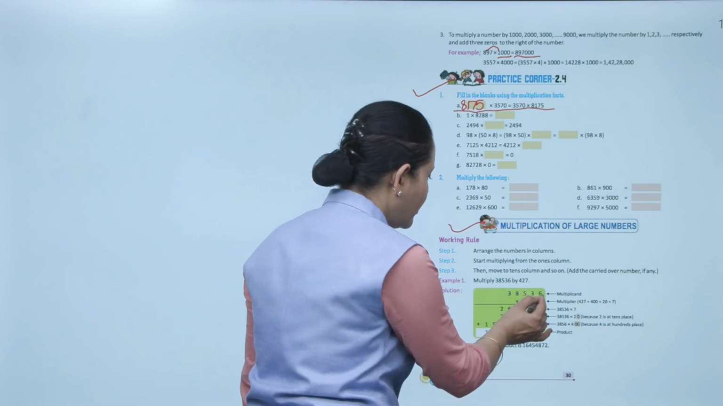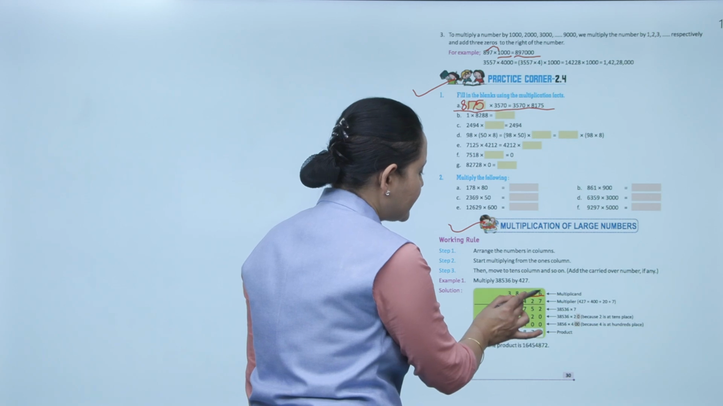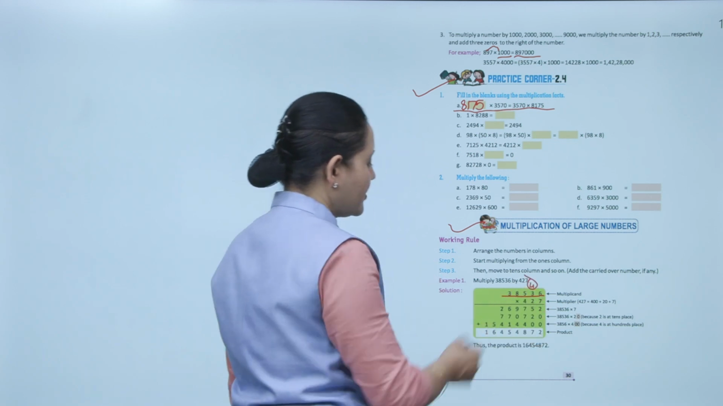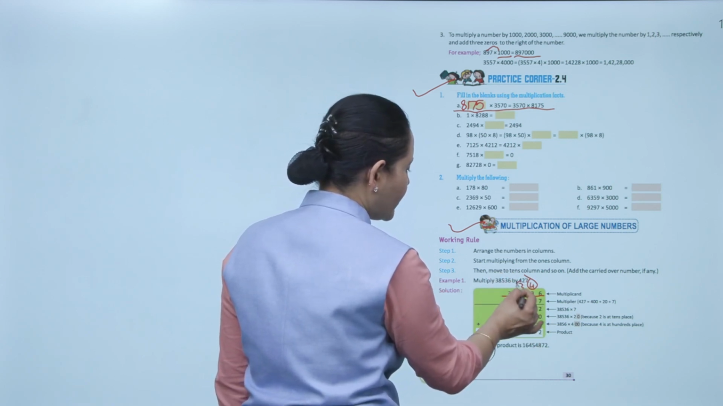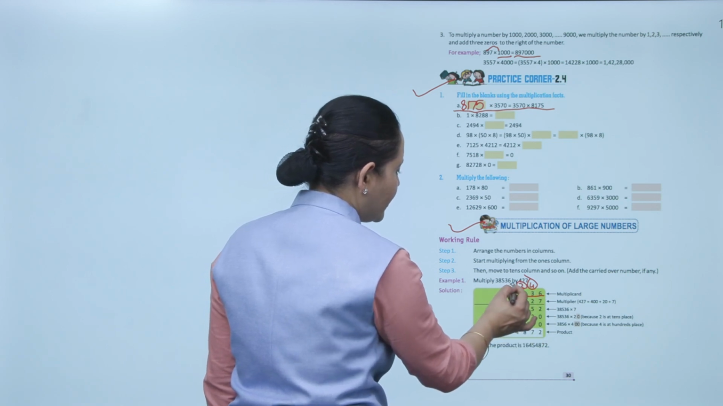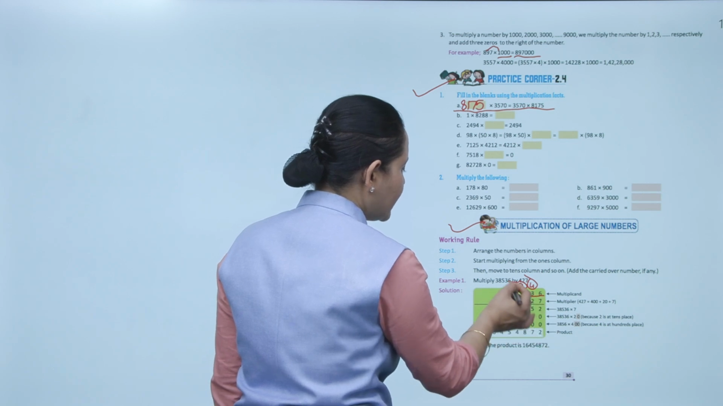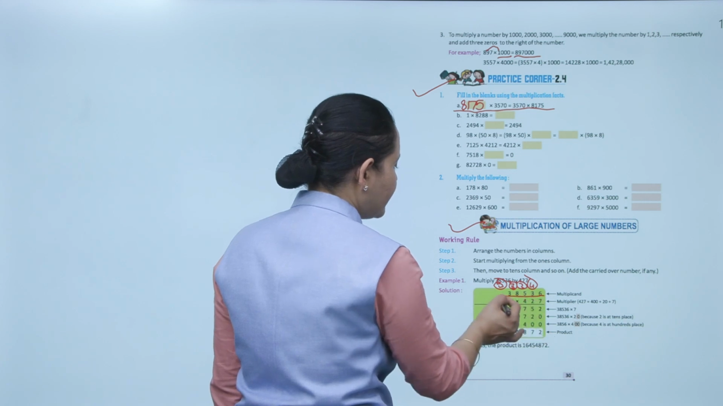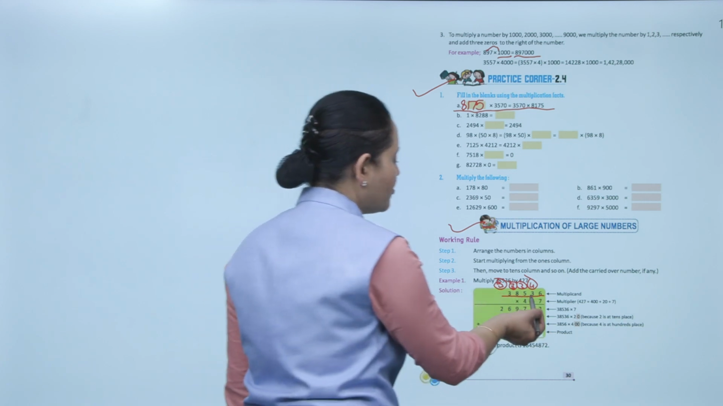first what we'll do? We'll multiply the whole number with 7. Start from ones. 6 7s are 42. Write 2 here, 4 carry over. Then 7 3s are 21 plus 4, 25. Write 5 here, 2 carry over. 7 5s are 35 and 2, 37. Write 7 here and 3 carry over. 8 7s are 56 and 3, 59. 5 carry over. 7 3s are 21 and 5, 26. Clear?